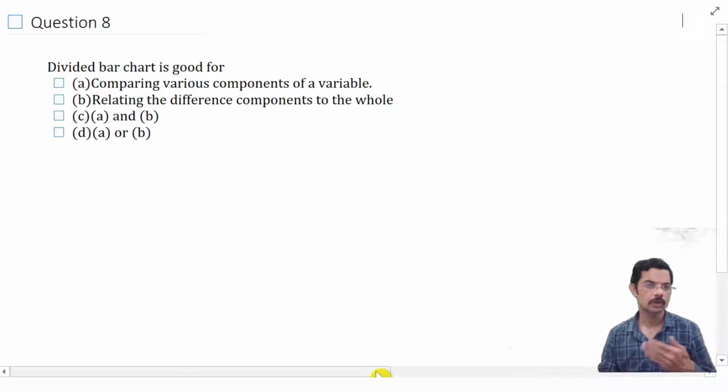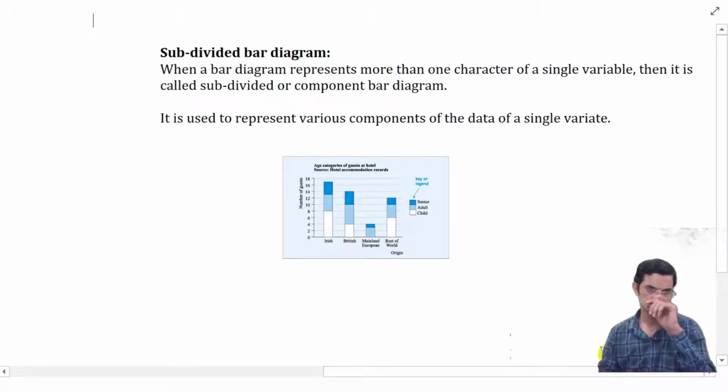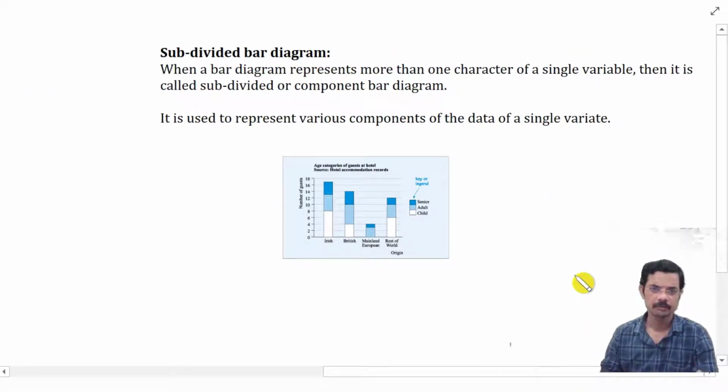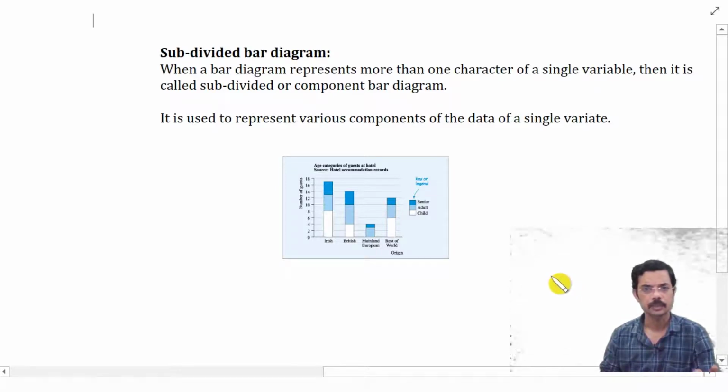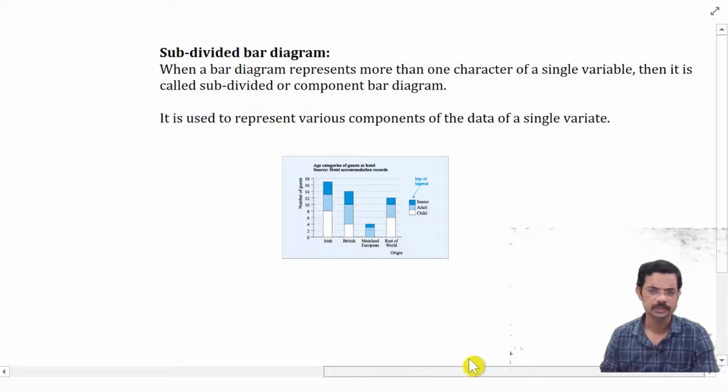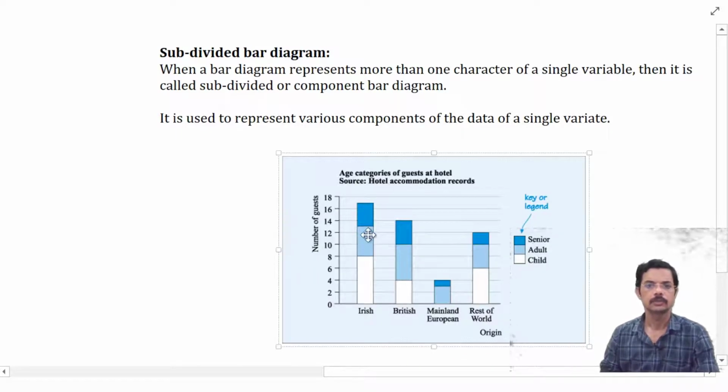Now let us understand what divided bar chart was, which we have already discussed in our previous class. So this is bar diagram. What kind of bar diagram? Divided bar chart or subdivided bar diagram. Both are the same thing. Let us look at this diagram. Here one particular item and its different categories are shown on the same bar. So it is used to represent various components of the data of a single variable.